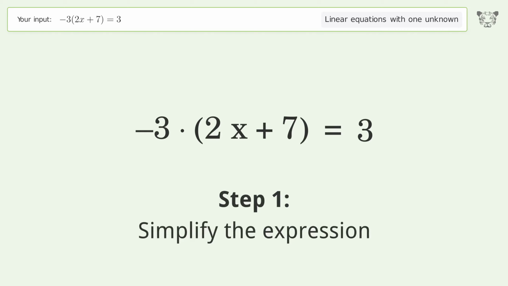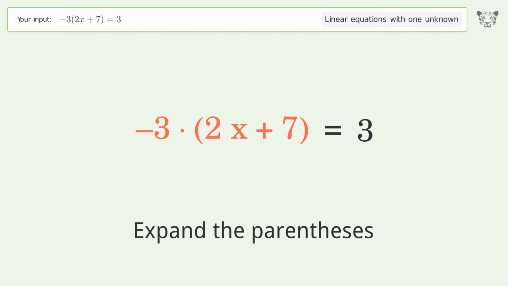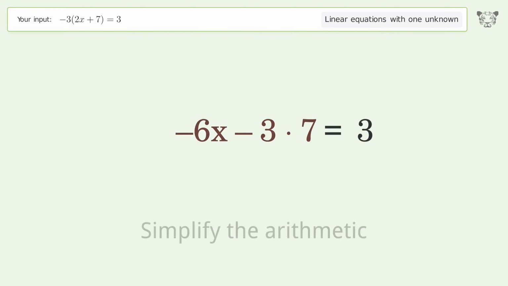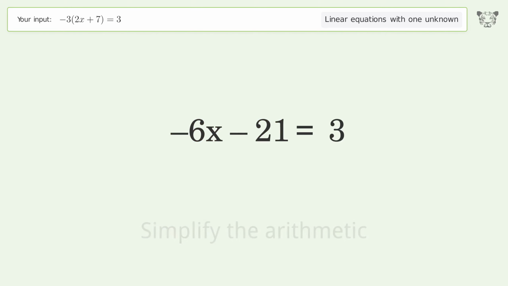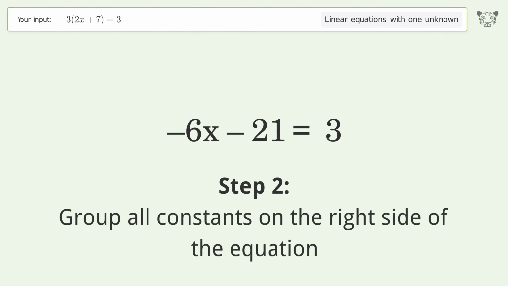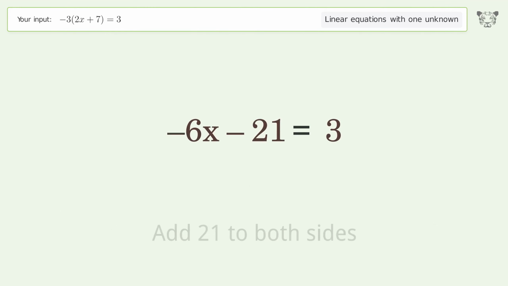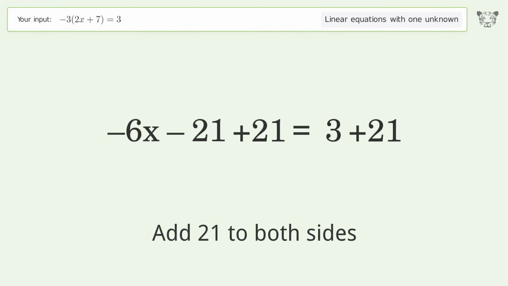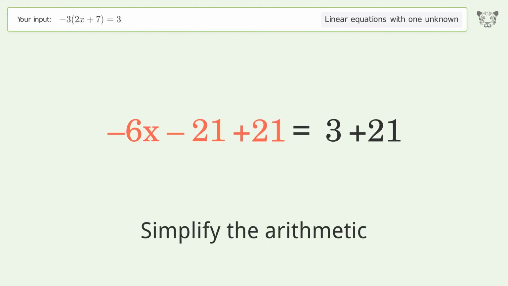Simplify the expression. Expand the parentheses. Multiply the coefficients. Simplify the arithmetic. Group all constants on the right side of the equation. Add 21 to both sides. Simplify the arithmetic.